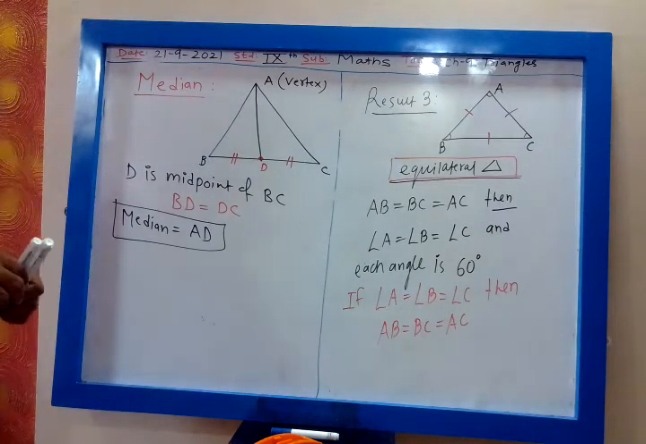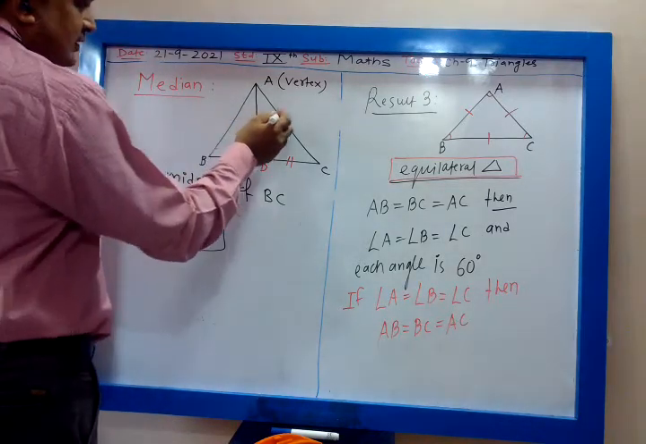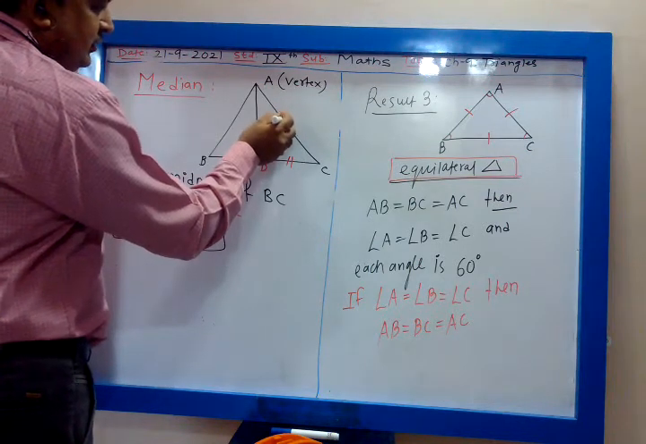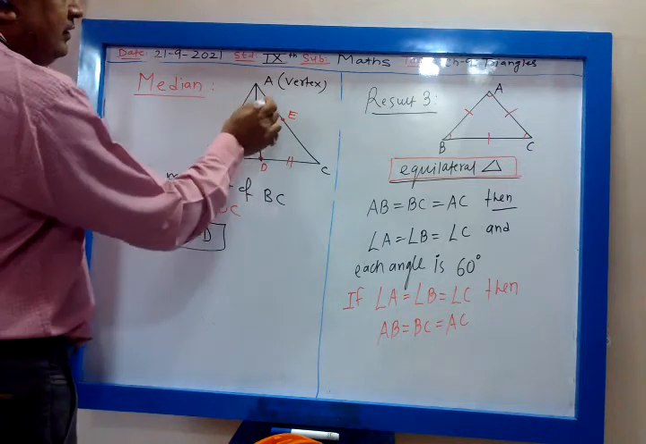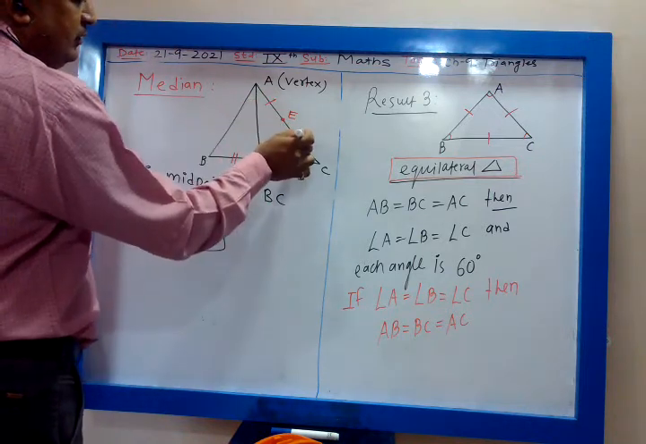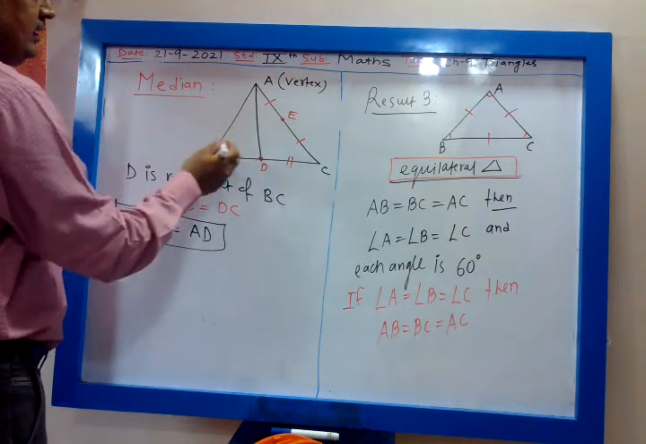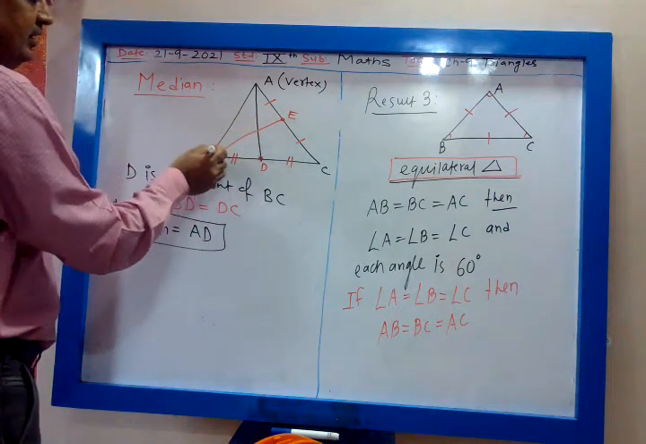Median. Remember this. Similarly, you have the midpoint of AC. You can take this as E. So E is the midpoint of AC, which means AE is equal to EC. Then the opposite of AC is B. Join the vertex B to E. You will get another median BE.